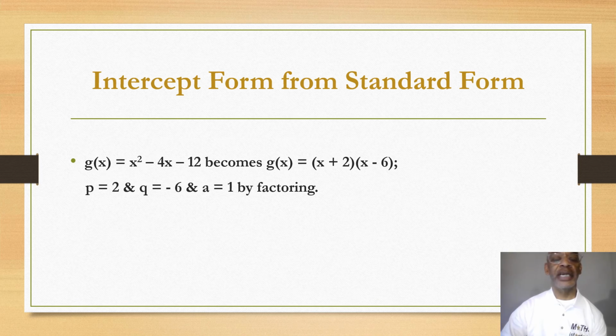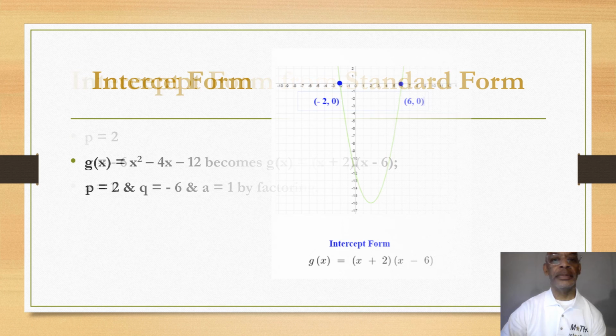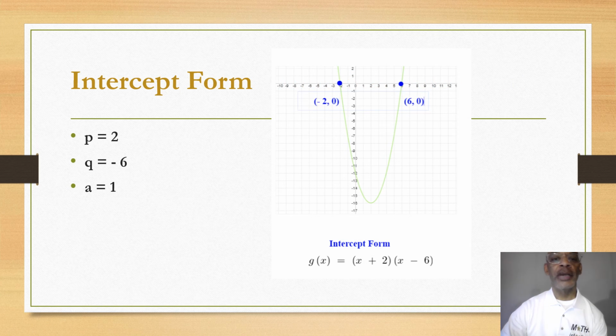Intercept form from standard form. You reach intercept form from standard form by factoring. Here is the graph of g of x in intercept form, highlighting the x-intercepts, negative 2, 0 and 6, 0.